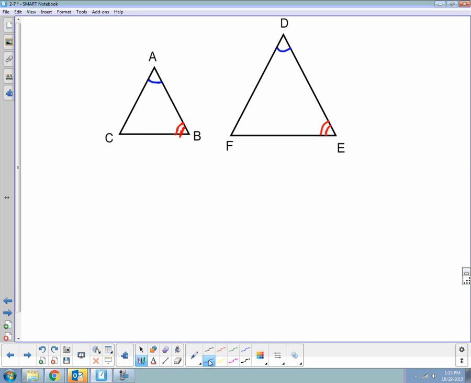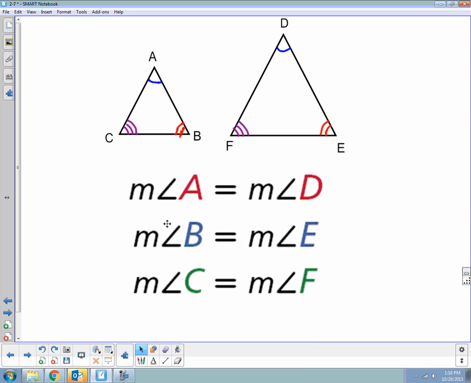And then, of course, the last one, C and F, and I'm going to use three arcs for C and F. Angle C and angle F, they are corresponding angles as well, and they have equal measurements. And the way we would write that, and I'll have you write this in as well, is that the measure of angle A equals measure of angle D, measure of angle B equals measure of angle E, and measure of angle C equals measure of angle F. The corresponding, the matching angles are equal to each other.